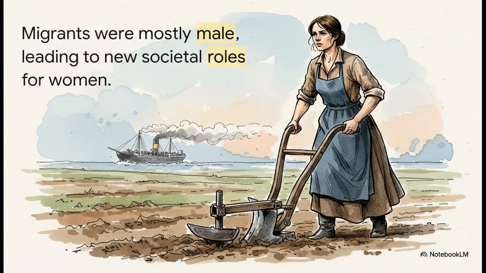Now, we can't just talk about the people who left. We've got to look at the massive human impact on those who stayed behind. Generally speaking, these huge waves of migrants tended to be overwhelmingly male. And that demographic shift led to completely new societal roles for the women remaining in their home countries. Because the men were gone, women frequently had to step up into roles, responsibilities, and heavy labor sectors that were previously completely male-dominated. It fundamentally shifted domestic and societal structures back home. It's a huge ripple effect.